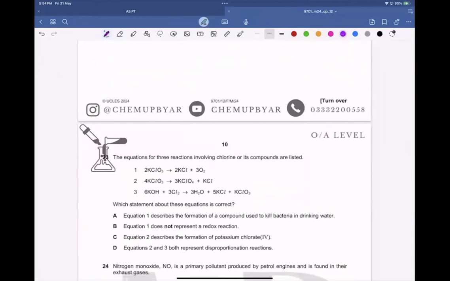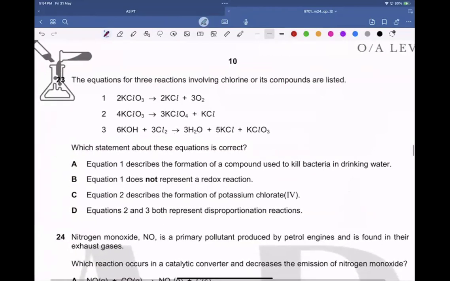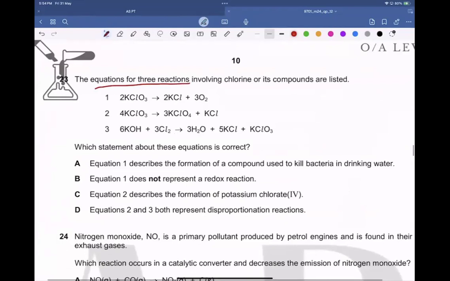Okay. Now question number 23. The equations for the three reactions involving chlorine or its compounds are listed. Okay. Here it's a +5 and it's turning into -1, +5 turning into -1, +7 and -1, 0, -1, +5. Which statement of these equations is correct?